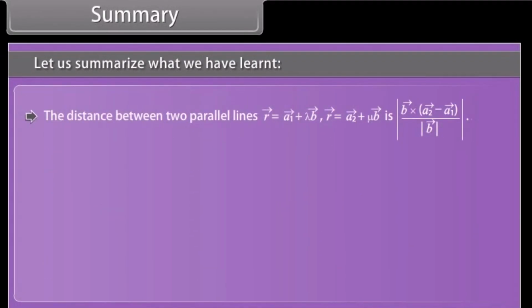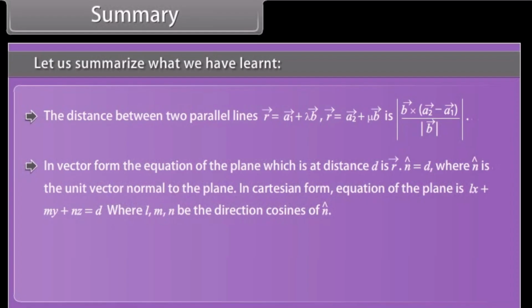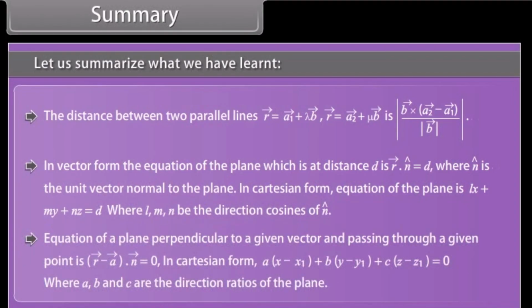The distance between two parallel lines is given by the formula. In vector form, the equation of the plane which is at distance d from the origin is given by the formula, where cap n is the unit vector normal to the plane. In Cartesian form, the equation of the plane is given by the formula, where l, m, n are the direction cosines of cap n. Equation of a plane perpendicular to a given vector and passing through a given point is, in Cartesian form, given by the formula, where a, b, and c are the direction ratios of the plane.